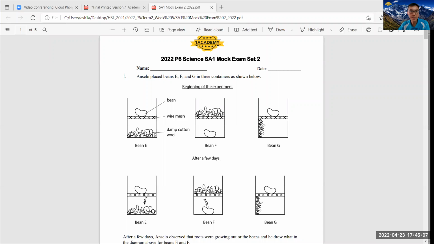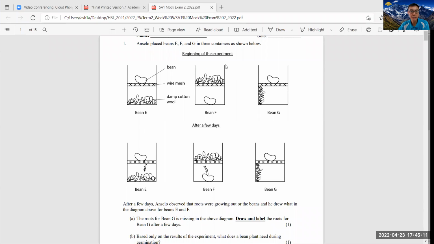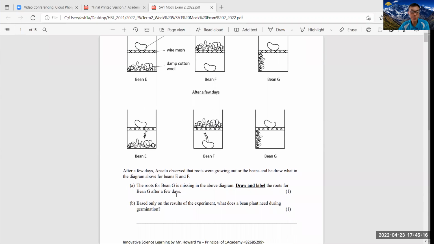Okay, this is the second set of the SA1 mock exam. And look at this question, the beginning of experiment after a few days. So you're supposed to draw the roots of bin G and label the roots, draw and label the roots.